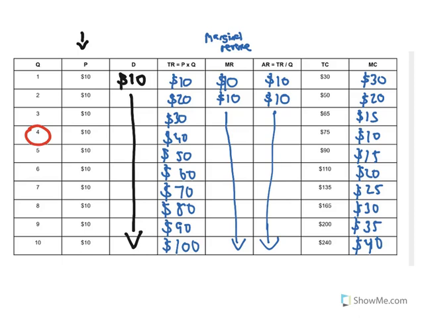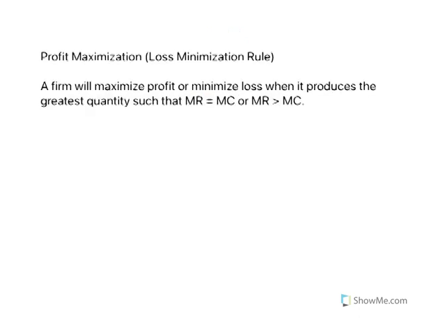If I produce a unit of output and it earns me more revenue than it costs me to make, I should make that unit, right? If it makes me $6 and only costs me $4, make the unit. But if it costs me, let's say, $20 to make the unit, but I only get $5 in revenue, why would I make that unit? And that leads to the most important concept in micro, and it's called the profit maximization or loss minimization rule.